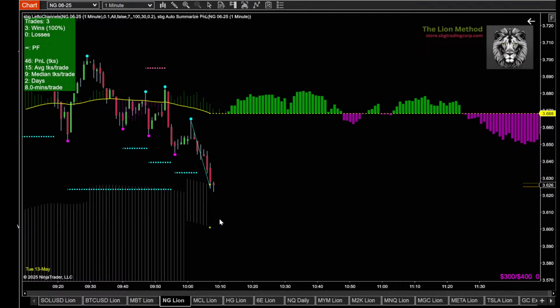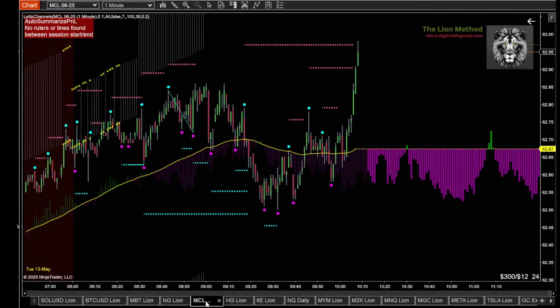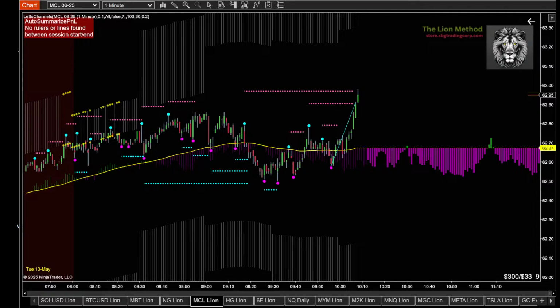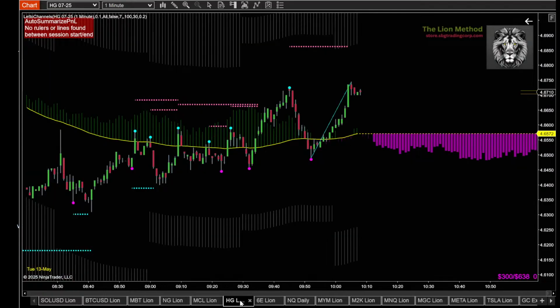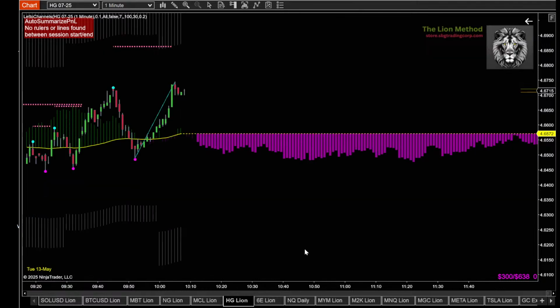Okay, well, gas did hit oversold. Gas of the natural variety is oversold. That's going to be good to keep in mind. Crude is going north. Copper has a good tendency here to be south, but it is rising.